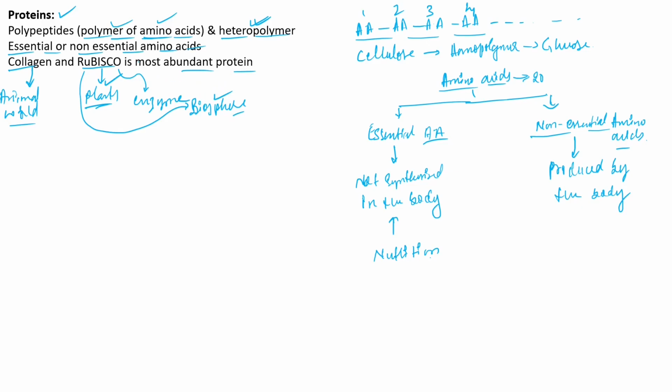The full form of rubisco, as we all know, is ribulose bisphosphate carboxylase oxygenase, right? You will study the rubisco enzyme more clearly in your photosynthesis chapter, that is, the C3 reactions and C4 reactions. You will mainly study the rubisco enzyme there.